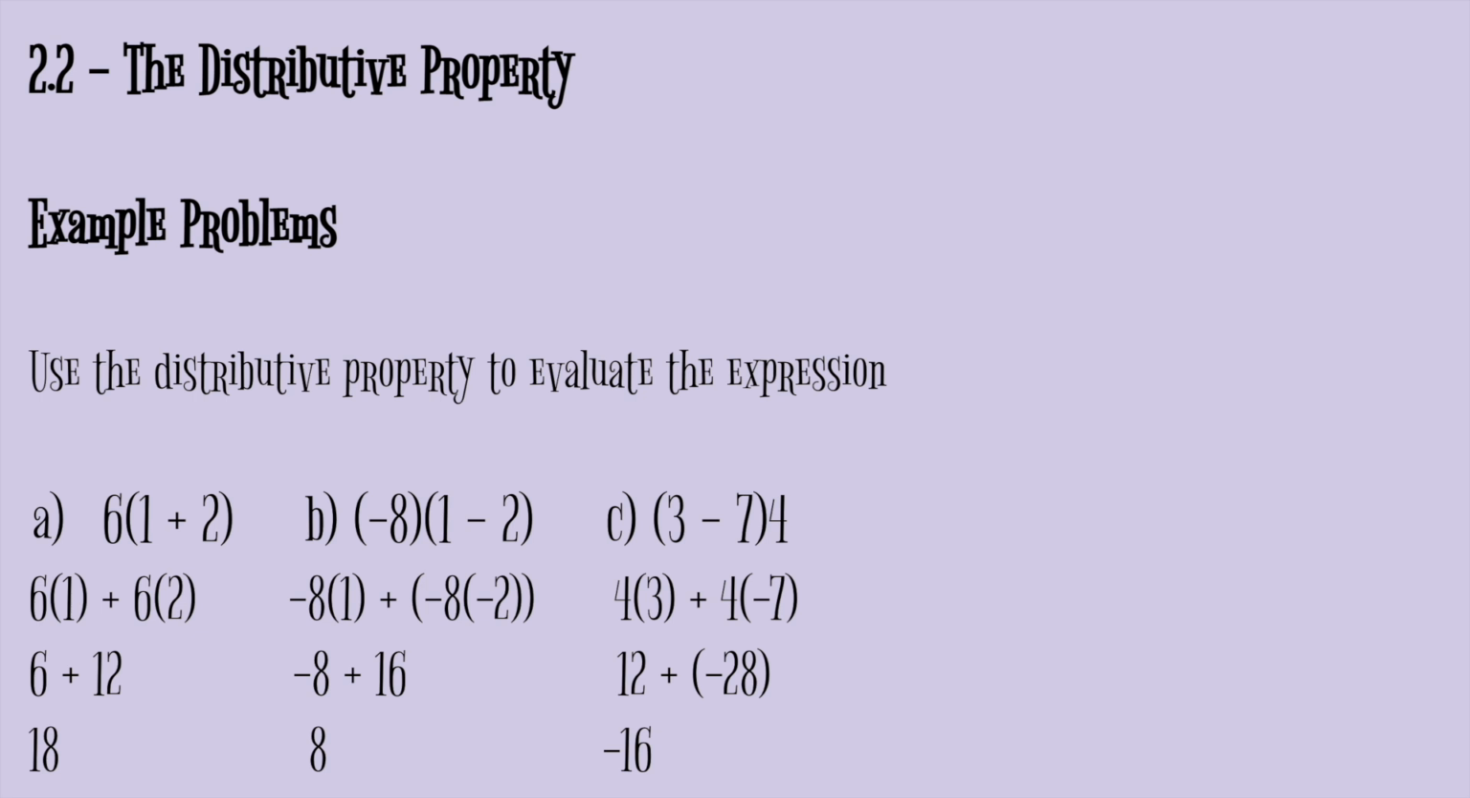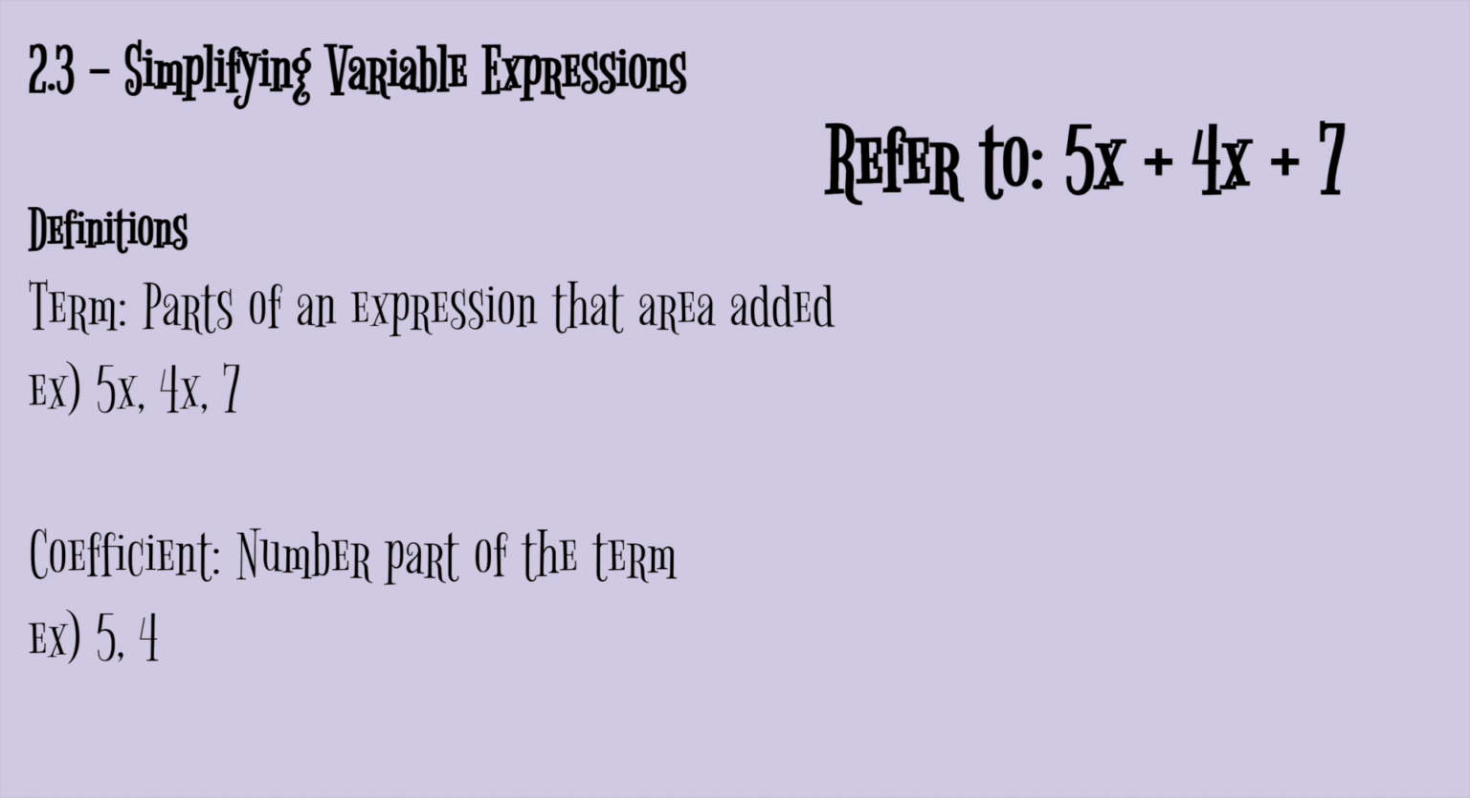Second, negative 8 times (1 minus 2) is equal to negative 8 times 1 plus negative 8 times negative 2. This is negative 8 plus 16, which gives us 8 as a final answer. Third, (3 minus 7) times 4 is the same as 4 times 3 plus 4 times negative 7. This can be evaluated and simplified to 12 plus negative 28, which gives us negative 16 as a final answer. Moving on to our third section on simplifying variable expressions.